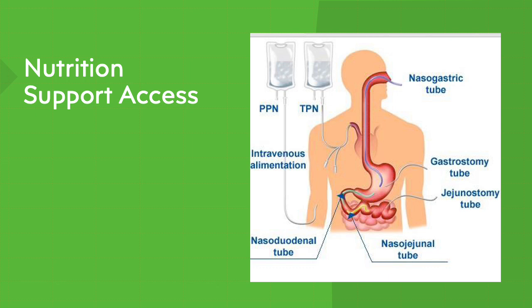This picture depicts the most common ways that nutrition support is administered. Enteral nutrition or tube feeding can be accessed by nasogastric, gastrostomy, jejunostomy, nasojejunal, or nasoduodenal tubes. Enteral nutrition delivers nutrients into the GI tract. With parenteral nutrition, nutrients are delivered directly into the bloodstream via central access, which would be CPN, or peripheral access, PPN.